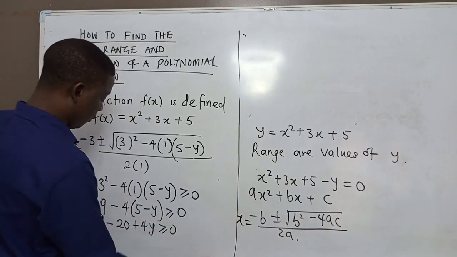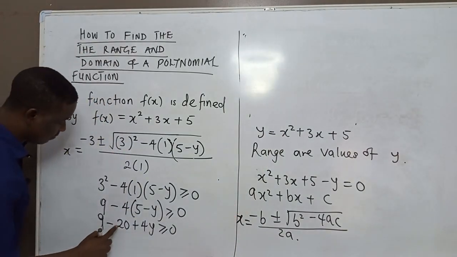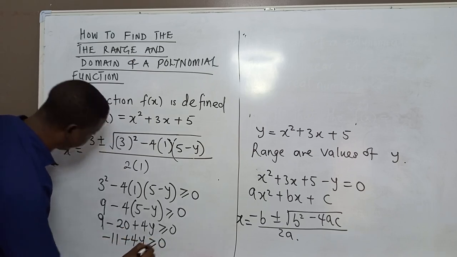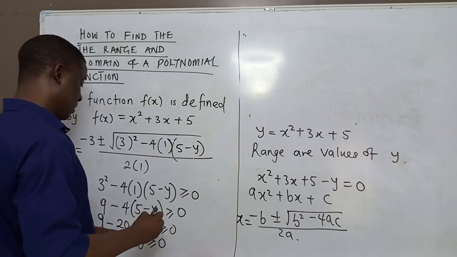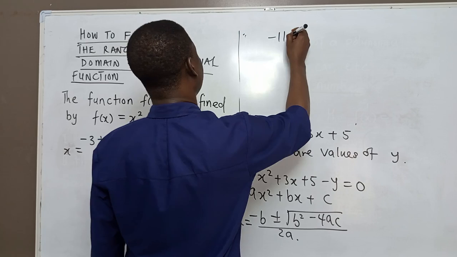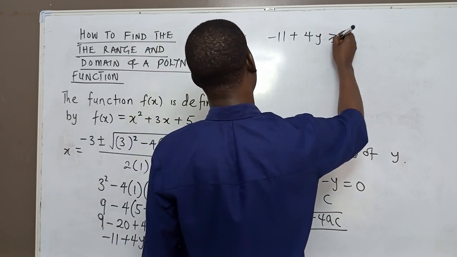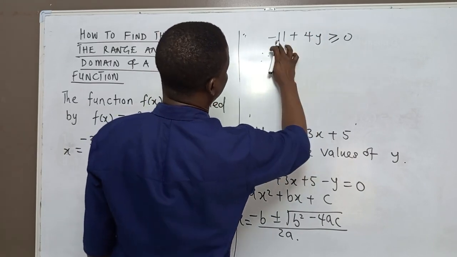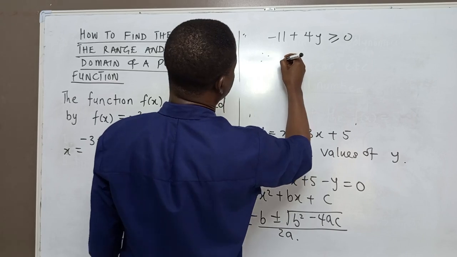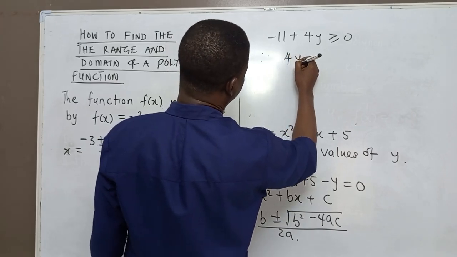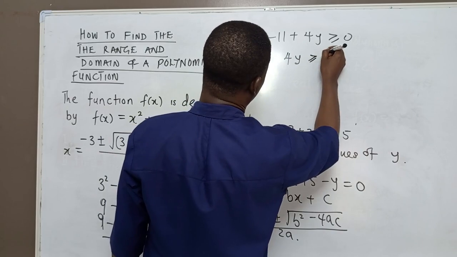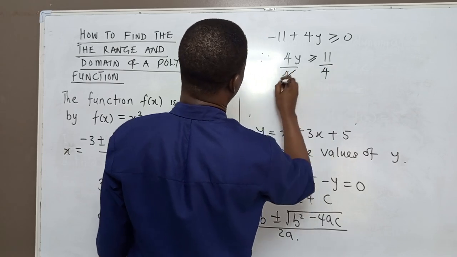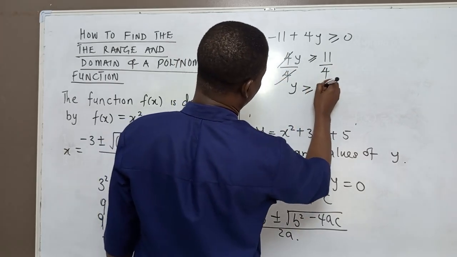So we continue with the equation. This gives us minus 11 plus 4y greater than or equal to 0. Therefore, I want to have y as the subject. Take this minus 11 to the other side, crossing the equality sign. You have 4y greater than or equal to what? 11. Divide both sides by what? 4.